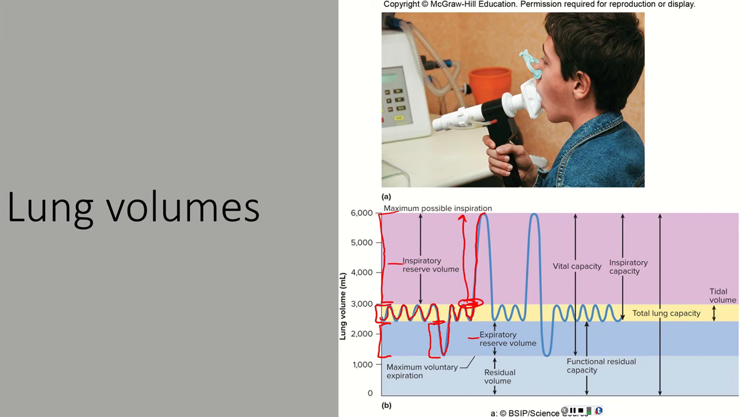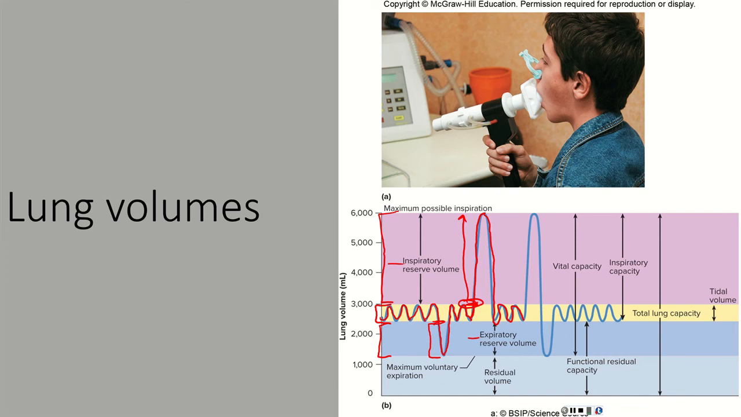Now, those are different volumes. When we're talking about capacities, capacities are when we add different volumes together. So let's see some different capacities. Let's exhale again. And now we're back to our normal tidal volumes.